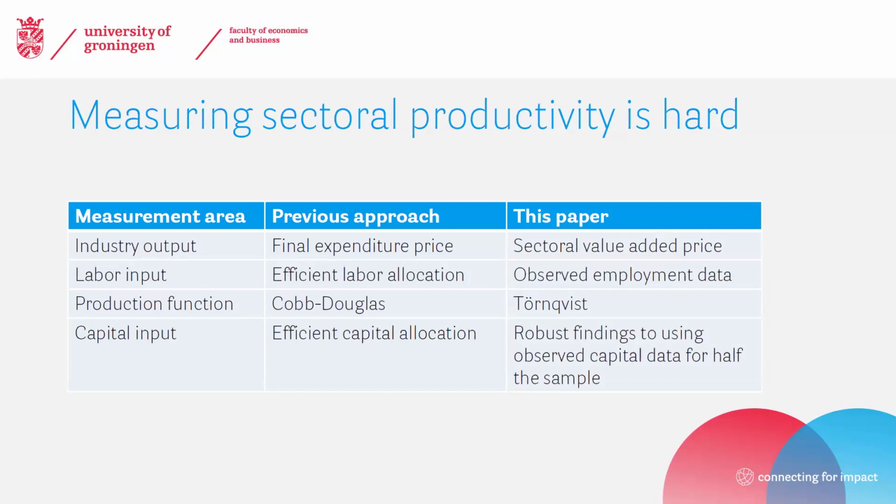What we put in is prices for sectoral outputs in value-added terms, and employment data. We have a more flexible functional form, and although we don't dispense with this efficient capital allocation for much of our baseline numbers, we can show that making this adjustment seems to be less important than dealing with the labor side of the measurements.